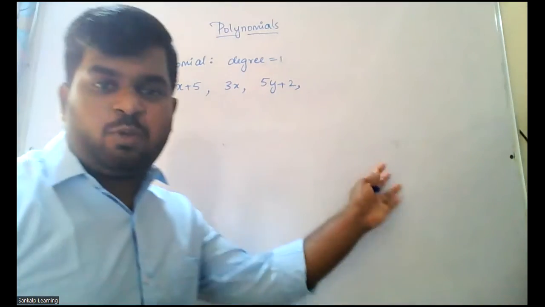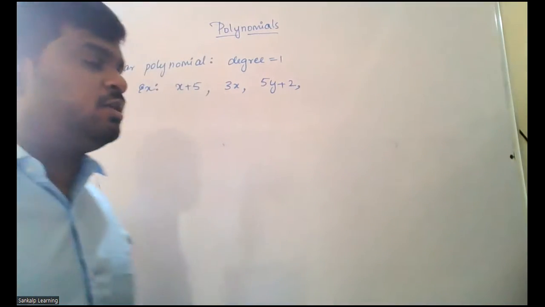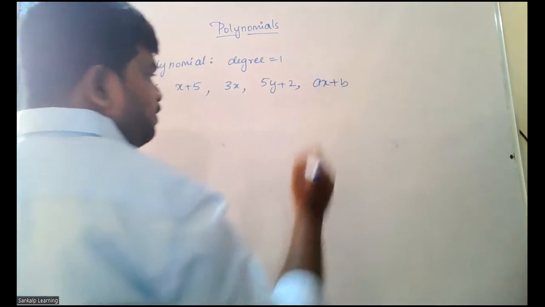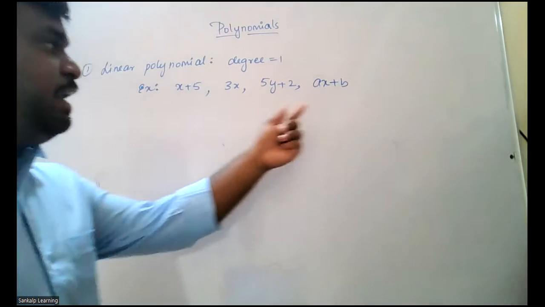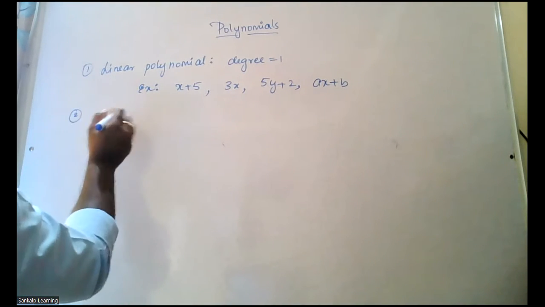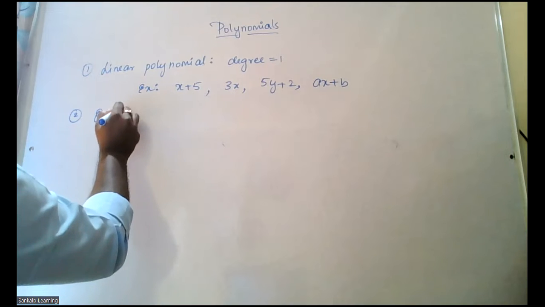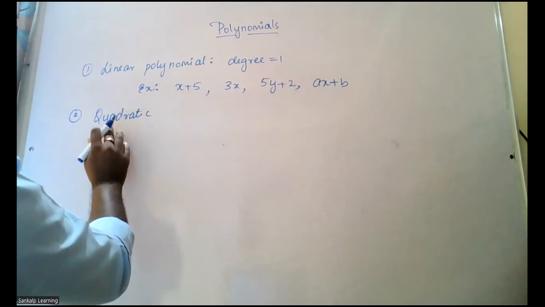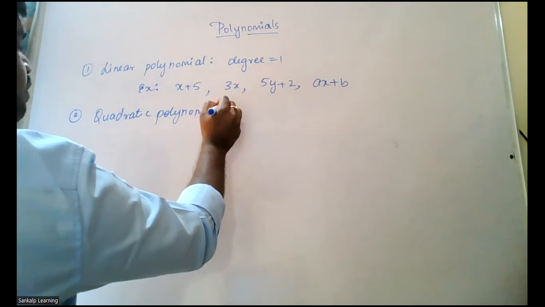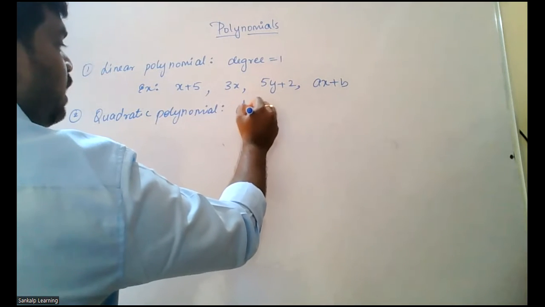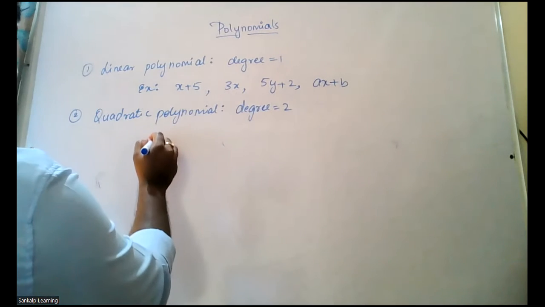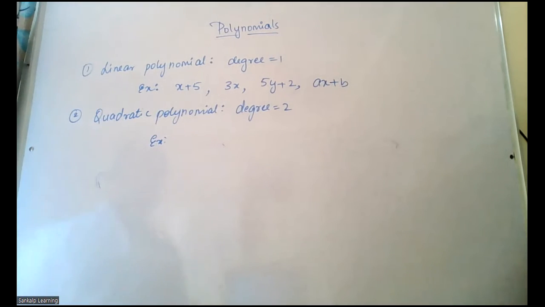The same thing, if I equate it to 0, it becomes a linear equation. That's it. Okay. So the general form is ax plus b. The general form of a linear polynomial is ax plus b. Let's get into the next one, known as quadratic polynomial. And throughout this chapter, we'll be dealing with quadratic polynomials. So what is a quadratic polynomial? The degree is 2.